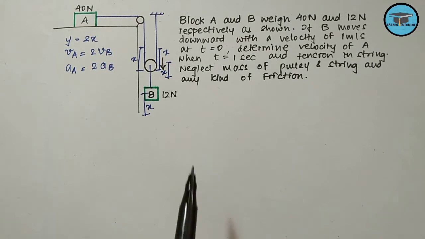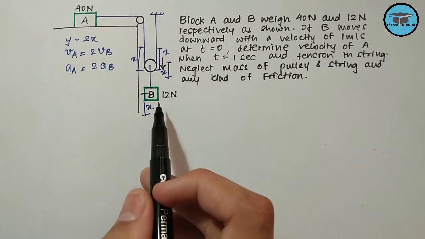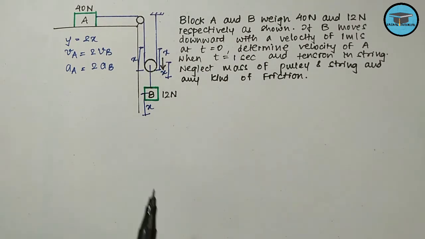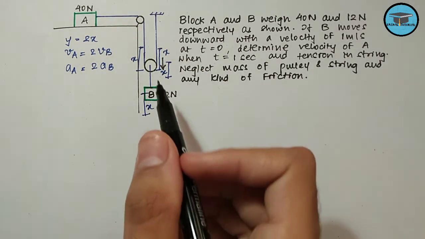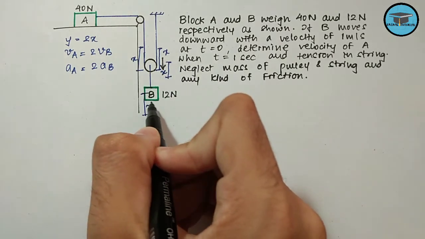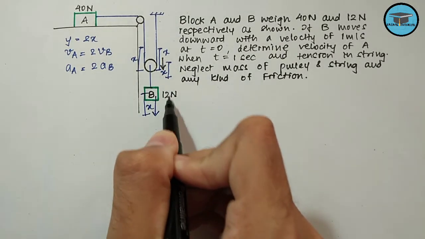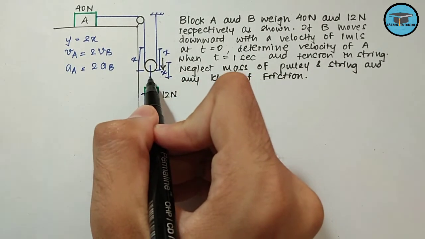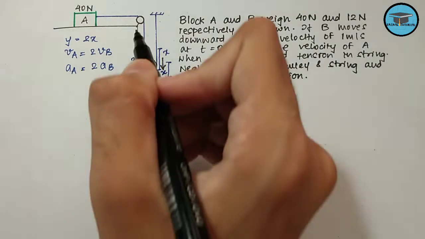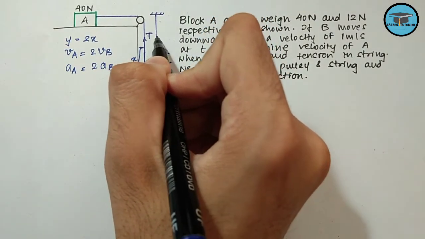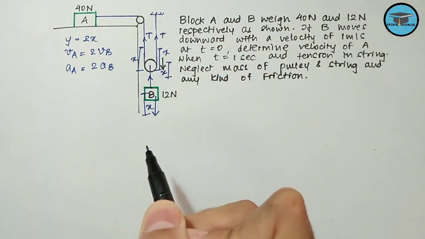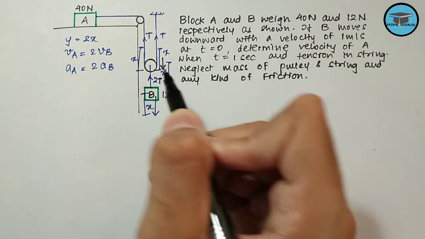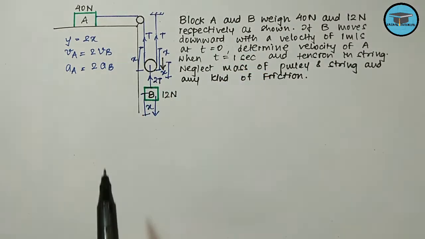Now, as usual, we will draw the free body diagrams to determine the tension in the string as well as the acceleration of one of the blocks. So let us do it. For block B, there would be a weight of 12 Newton acting in the downward direction. Also there would be tension in this string. Here the tension would be T, and here also the tension would be T. So the net tension in this string would be 2T.